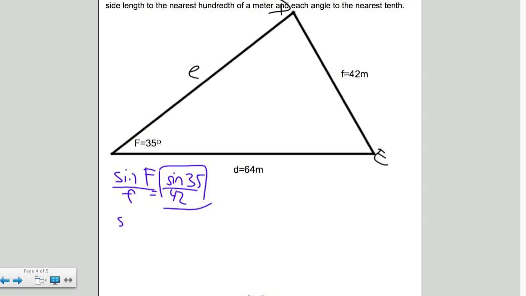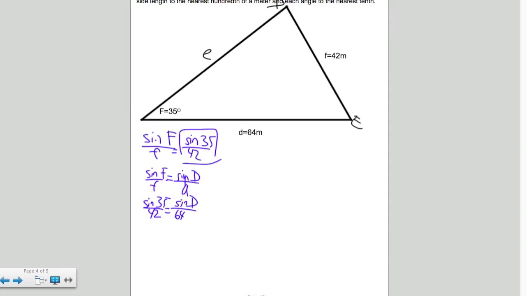So here I want sine of F over F is equal to sine of D over D. So that gives us sine of 35 over 42 is equal to sine of D all over 64. So we get sine of 35 times 64 all over 42 is equal to sine of D.